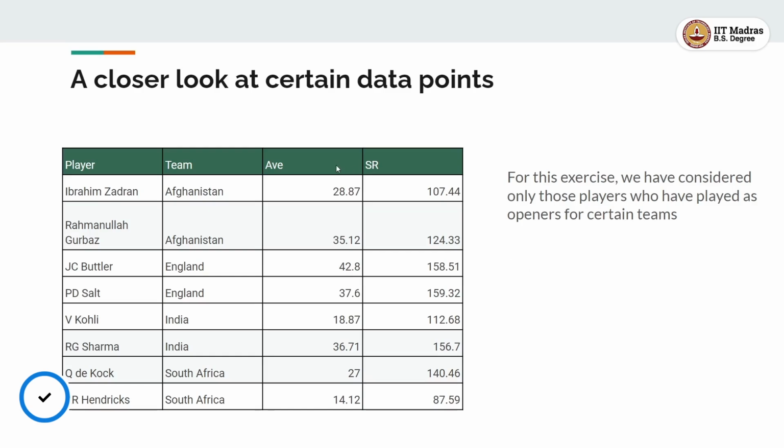We said higher the average, the better, as well as higher the strike rate. If we look at the top two averages, we have 42.8 by JC Butler and 37.6 by PD Salt. Likewise, for strike rate, the highest is 159.32 by PD Salt and 158.51 by JC Butler. So we see that for both average and strike rate, the top two contenders are JC Butler and PD Salt. So perhaps those two are good contenders to be a very good opening batsman. Subsequently, we are going to make use of tools and see how we can deal with a large number of data points. Thank you.